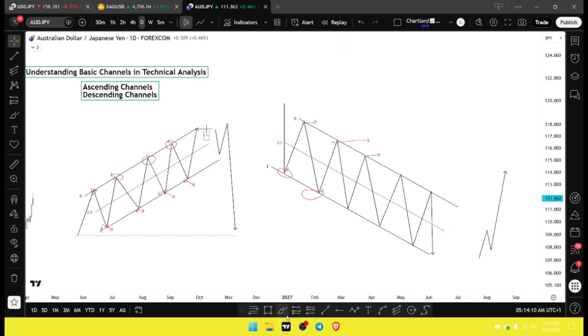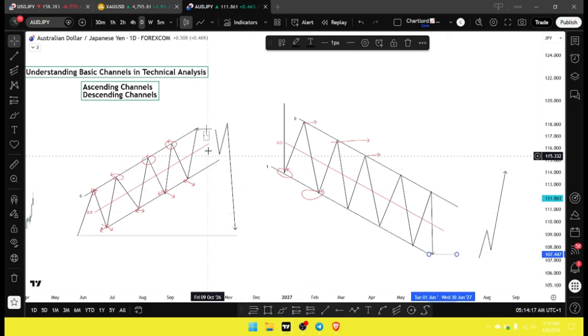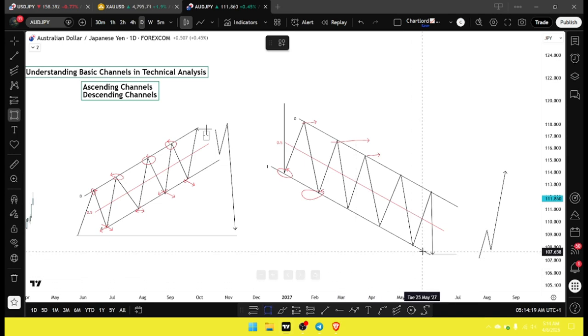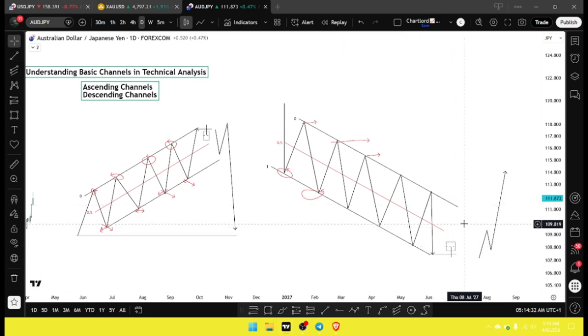In this case, that would be something like this. Price will just perform a sweep of a structural low, not breaking it, a sweep, and then starts buying.